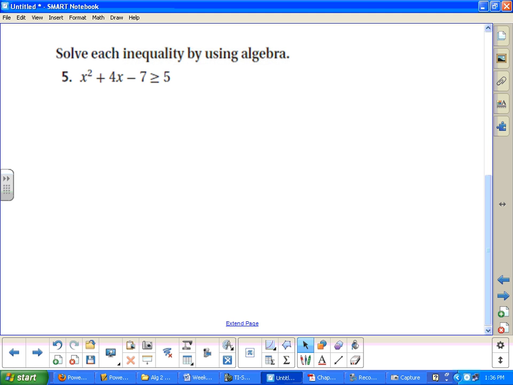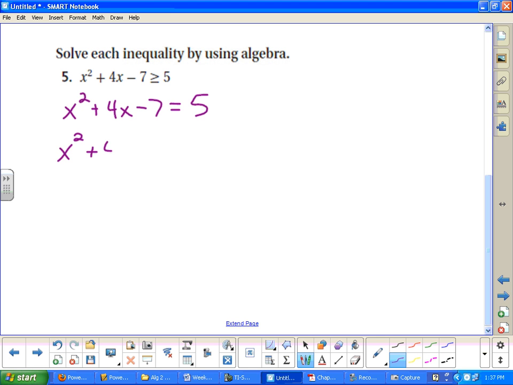So to solve this algebraically, I want to be able to factor if I can. If I can't factor, I'll use the quadratic formula if necessary. But I'm going to set it up as if it's equal to, first of all, so x squared plus 4x minus 7 equals 0, or equals 5, excuse me. And I want to find the zeros so that when I go to my number line, I can graph the zeros on the number line and then use that to determine whether I'm going to graph between those zeros or outside of them. All right, so we'll subtract 5 from both sides.